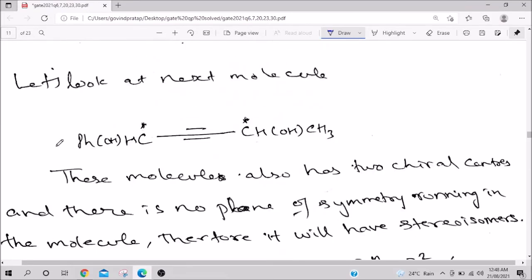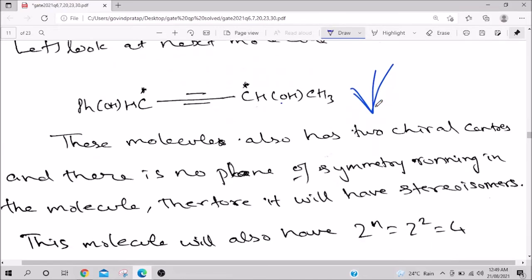Let's look at the next molecule. So this molecule, this is the chiral center and this is also a chiral center. Why? Because this carbon is attached to hydrogen, another with OH, another with a phenyl ring, another with this part. Similarly, this is attached to hydrogen, OH, CH3 and another part. So since four different substituents are there on both of them, they both are chiral centers.